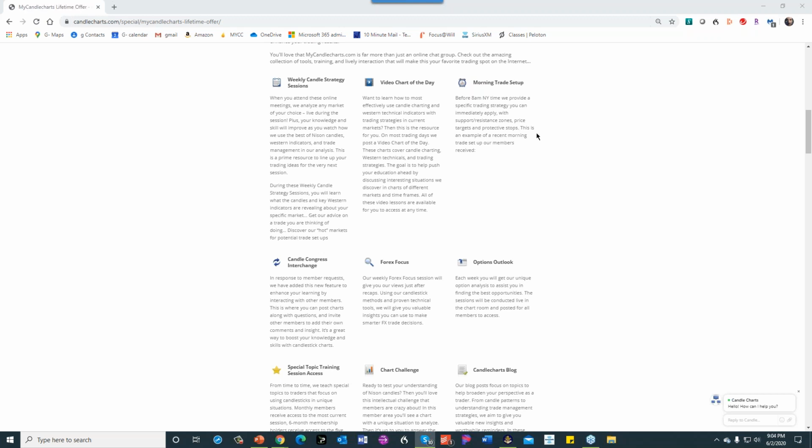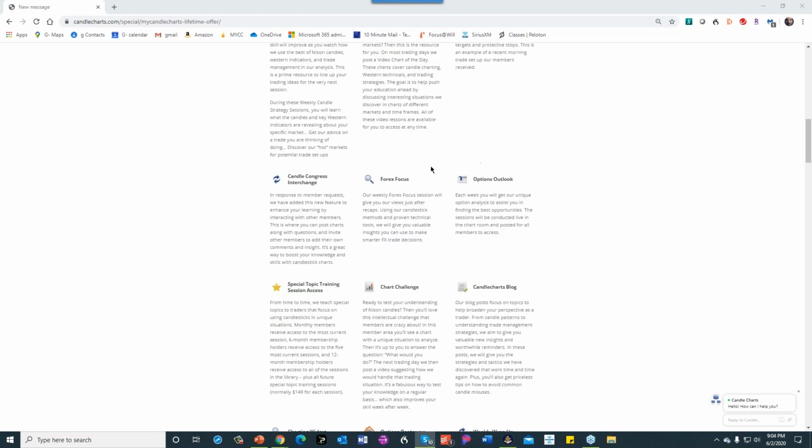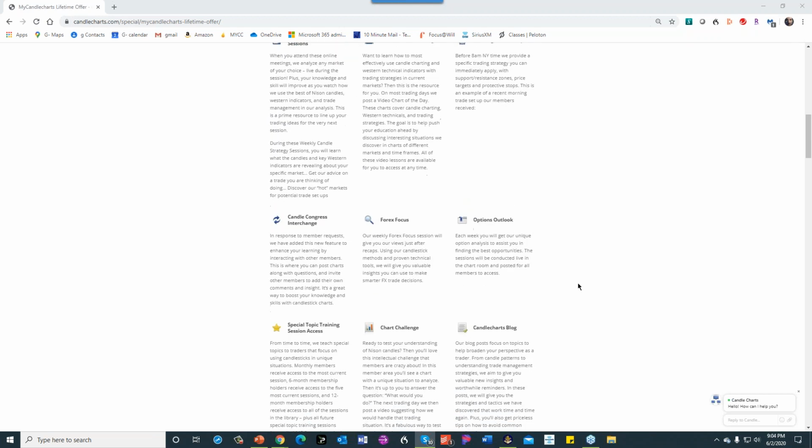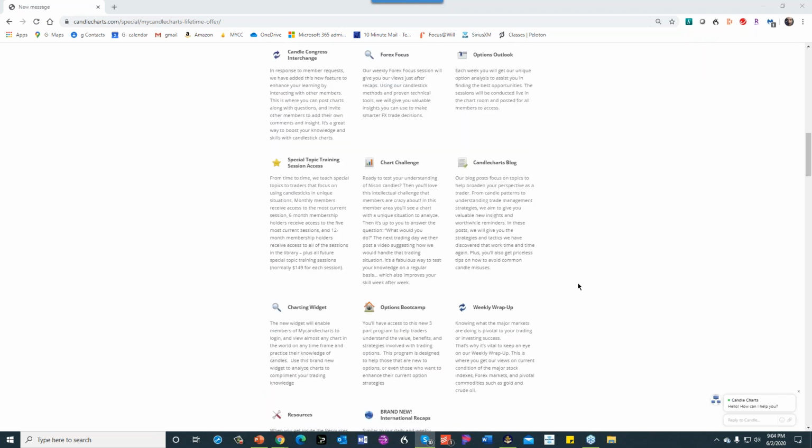Next, we have a Candle Congress. If you have questions, you could post a chart, post questions. Other members can post. Other members of our team can post. Every Tuesday, we do a Forex focus session, specifically teaching the Forex markets how to use candles in the Forex markets. Every Wednesday, we do an option session, Options Outlook, where the session is done live and recorded so you can come back in and watch it again, teaching you option strategies and how to look at markets.